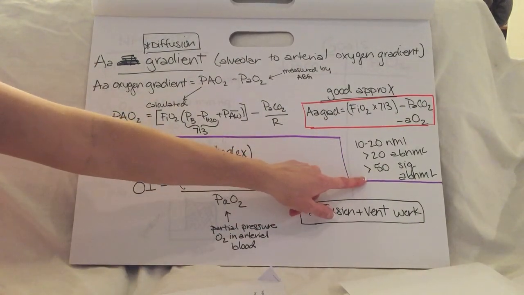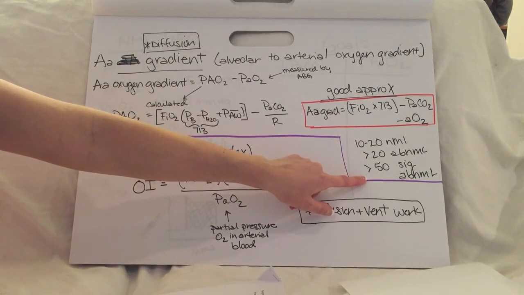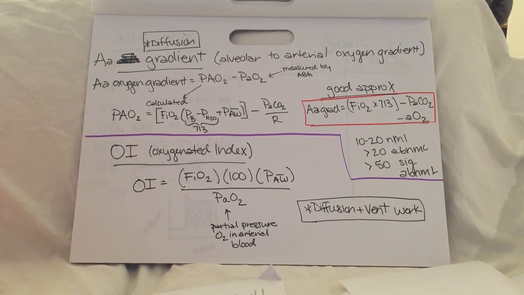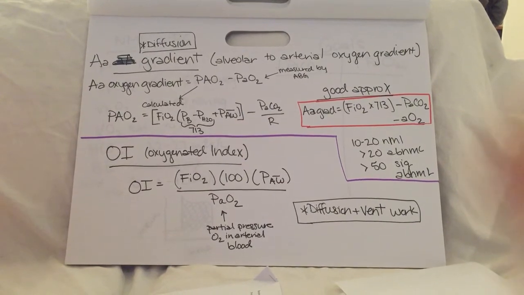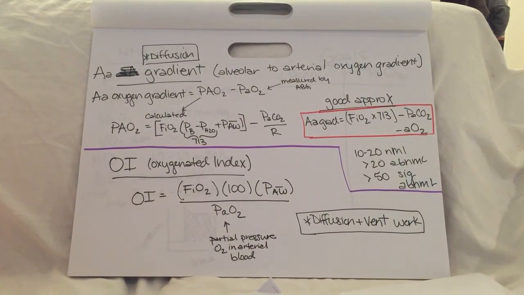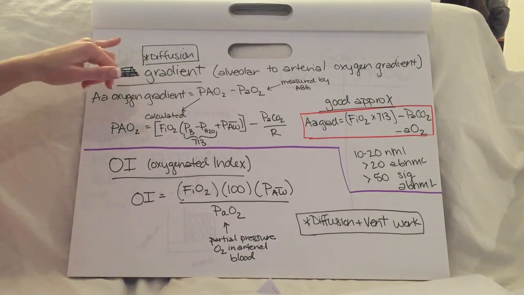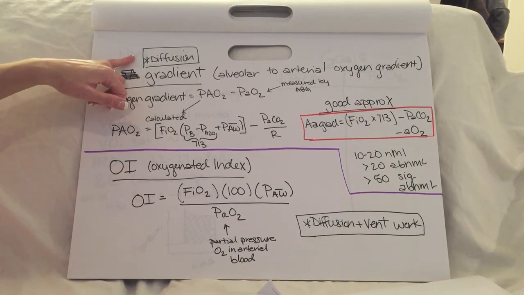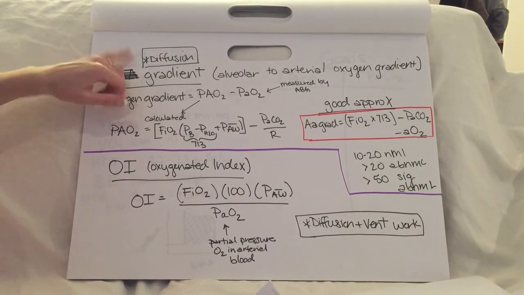The larger the gradient, then, the more abnormal your diffusion capacity is. You can continue to calculate this equation, making changes to your ventilated patients, both hour to hour or day to day, to have an objective way to comment on whether the diffusion is getting better or possibly worsening in your patient.